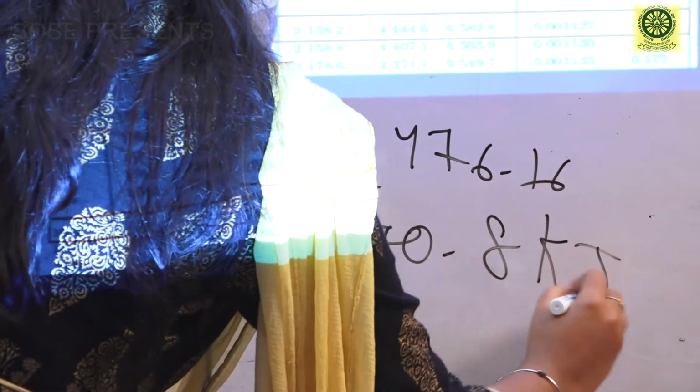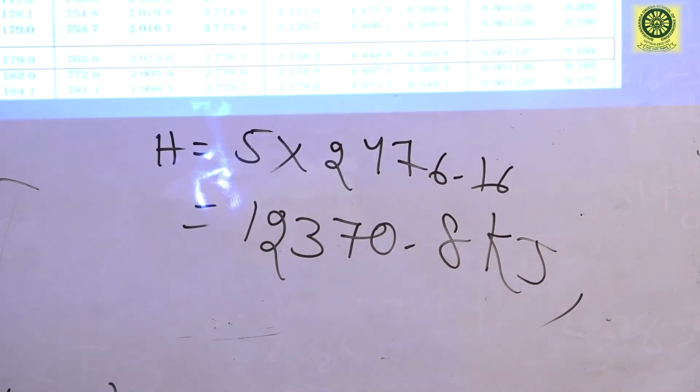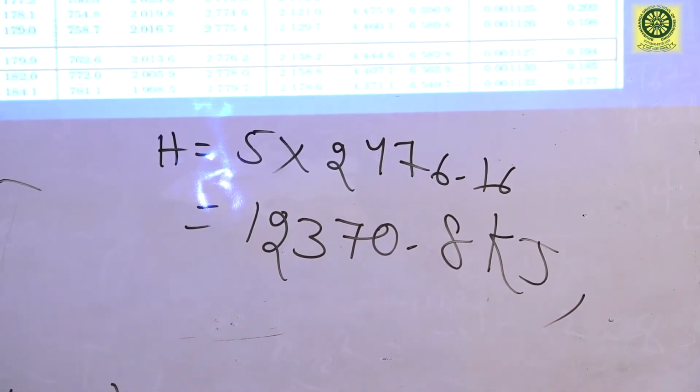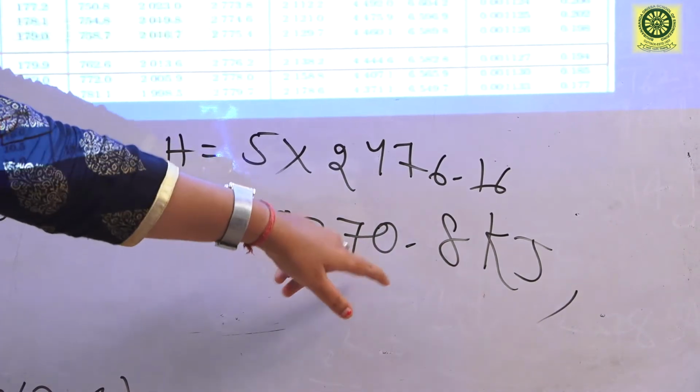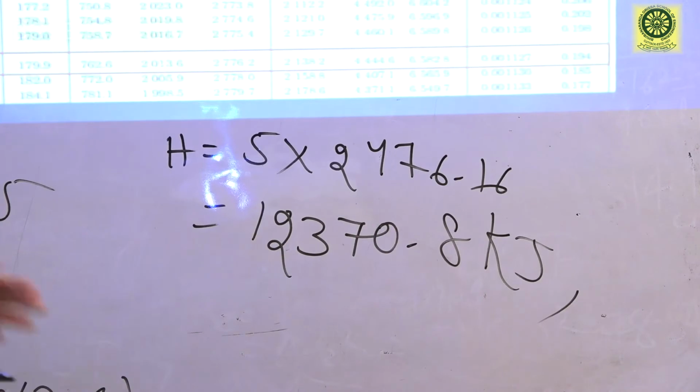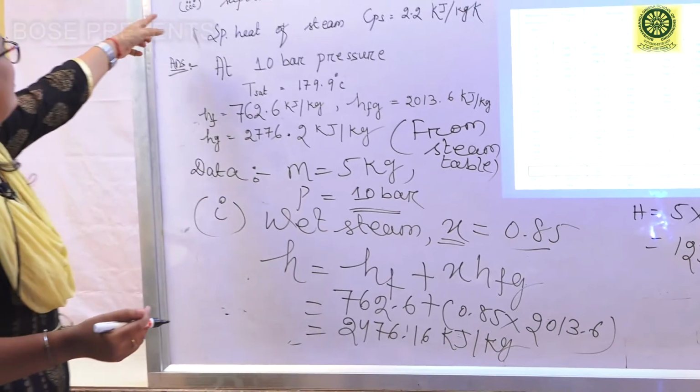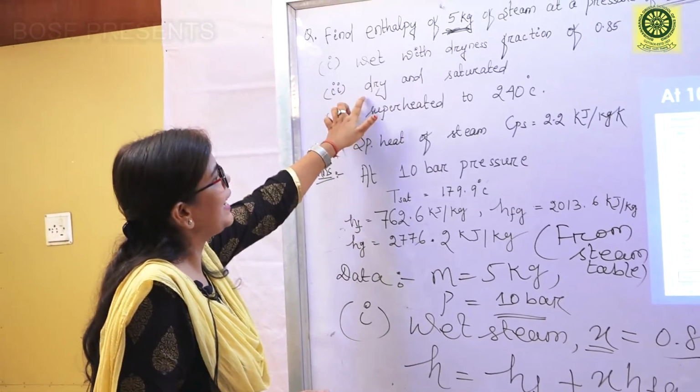12370.8 kilojoule. See, this is kilojoule per kg, that means per unit mass, and here I have multiplied by 5 kg, that's why my unit will be kilojoule. So this is for wet steam. Then I want to find out the value for dry and saturated.